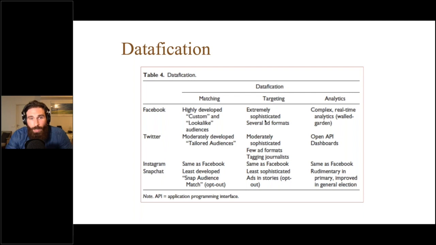And finally, datafication, which is how our interactions are datafied into points that can be modeled. And here, I focus on matching, which is taking offline data and using that to match people to their online profiles, targeting advertising, and then how those targeted advertisements generate analytics that can inform future messages. So I know that's a lot, but again, it's just an introduction.